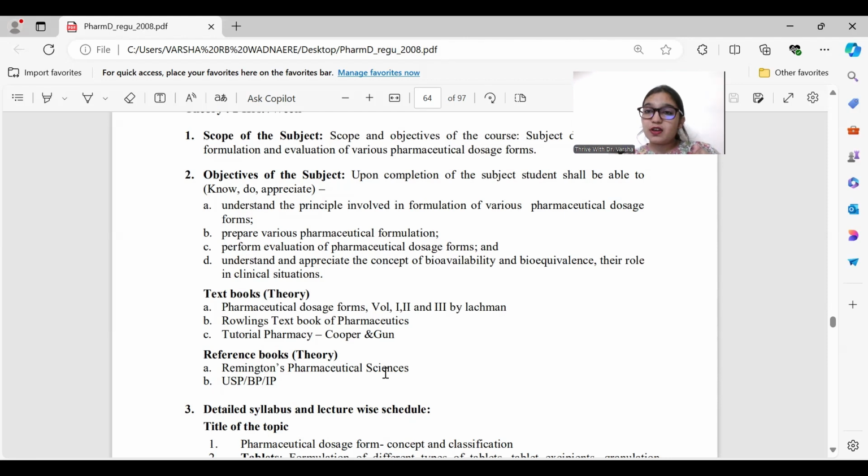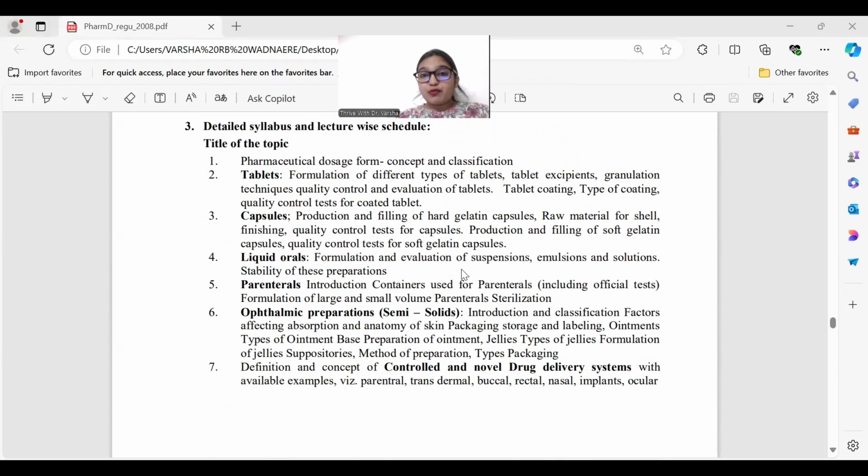You will get knowledge of each and everything in that one book. So try to read Indian Pharmacopoeia as well as United States Pharmacopoeia. Now we will see the topics you will learn, that is pharmaceutical dosage form, concept and classification.